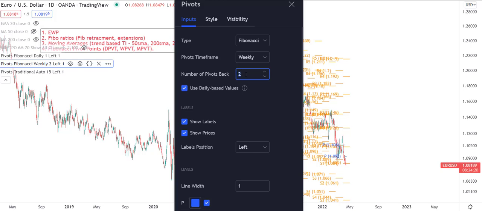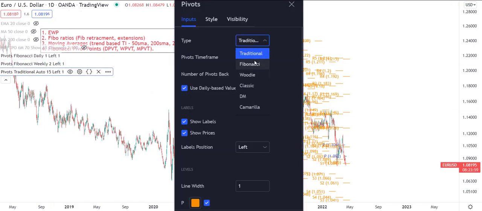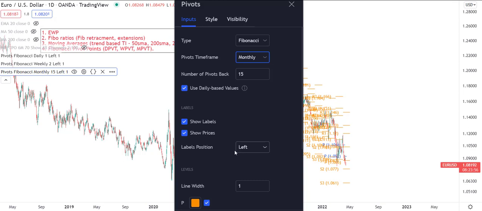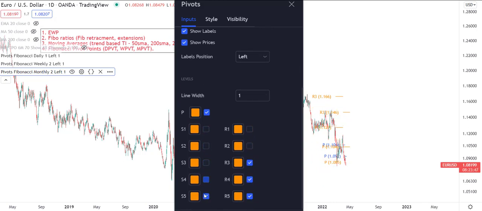You can put 3, 4, 5, or you can leave it at 1. But from our experience, keeping 2 weeks of trading range is quite successful, and it tells you a little bit more about the price action. And thirdly, we have the monthly pivot. Let's adjust the settings for that also. Number of pivots back again, 2: this month, April, and last month, March. Keep only P, and change the color to black.